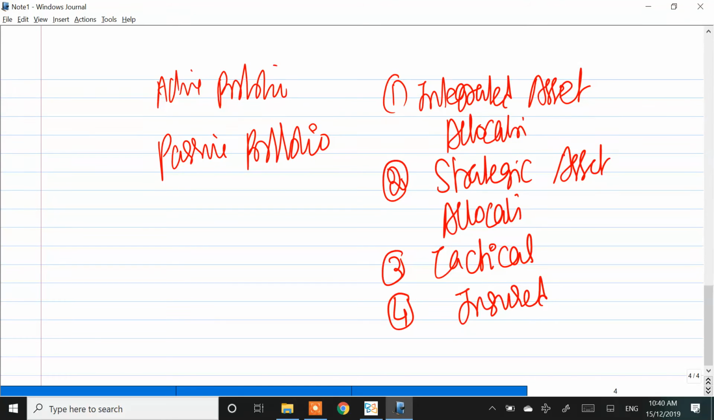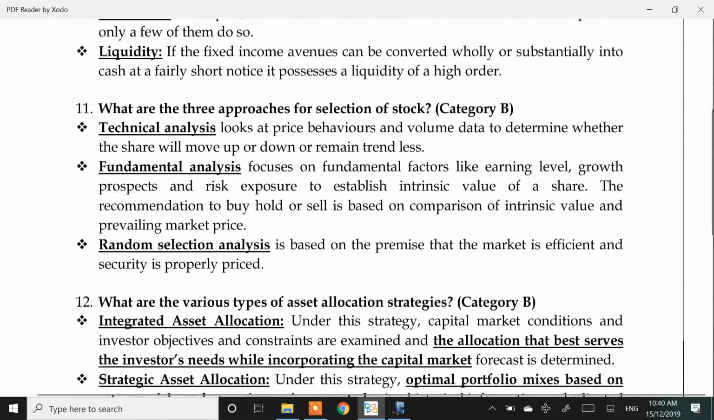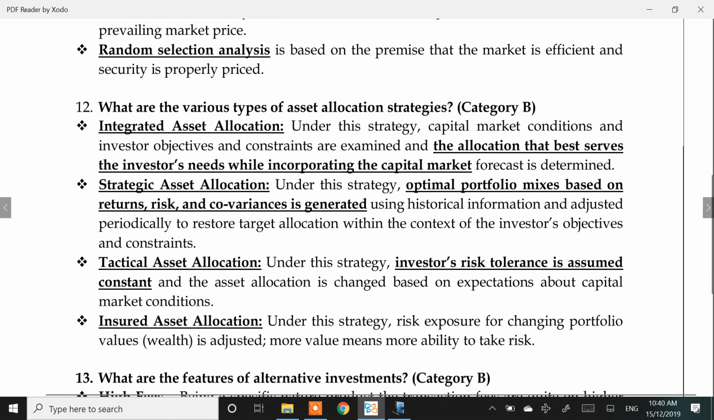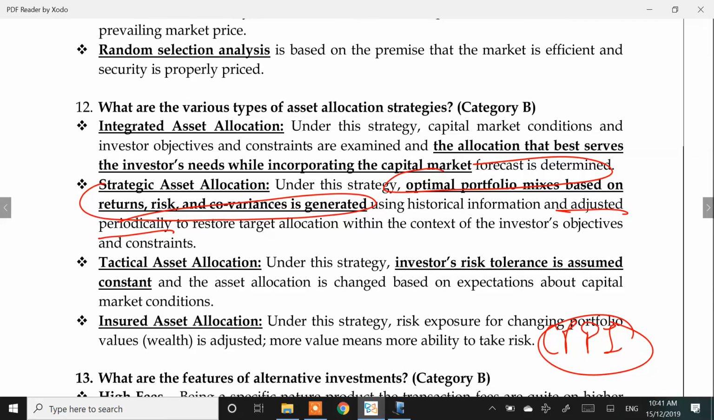Insured asset allocation strategy is very simple. There is a base which is set. If I'm investing 20 lakhs, this value should not come below 15 lakhs. So if the value is above 20 lakhs, I will continue to keep investing in the companies, in risky assets. But the moment it reaches 15 lakhs, I will not invest in risky securities and I'll start investing only in risk-free securities. So here I go by a mix of return, risk and covariances, set a mix and keep adjusting it periodically. Here I have to take a short-term deviation. Here I will try to have a minimum level of return which is needed, or a minimum base value. If my asset value is more than that, then I will try to keep taking more risk. You will learn about this in a problem where we'll do the constant portfolio proportion insurance strategy.